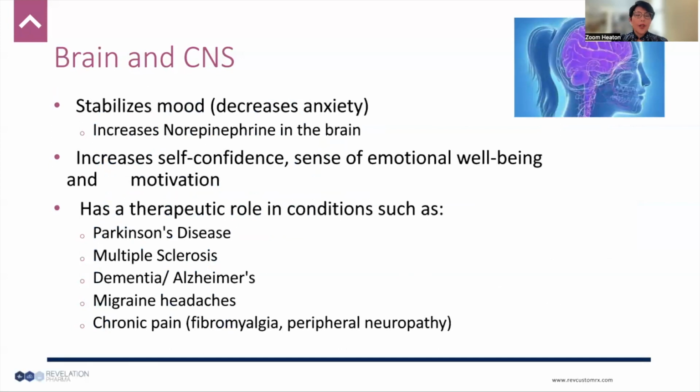So it boosts your energy. It makes you feel better. It increases self-confidence, that sense of emotional well-being and motivation. And it has a therapeutic role in conditions like Parkinson's and MS, dementia and Alzheimer's, migraine headaches, and chronic pain, like in fibromyalgia or peripheral neuropathy.